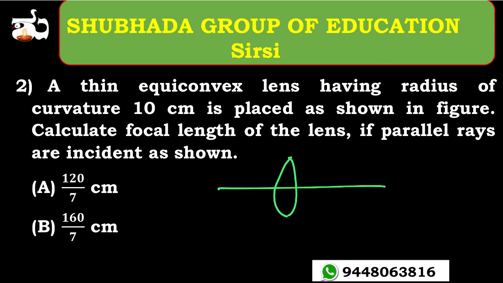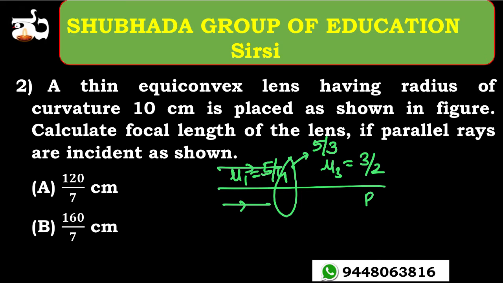Okay, so this is the convex lens, and here are the parallel rays which are incident on the convex lens. Here mu 3 is equal to 3 divided by 2, and the lens has the refractive index of 5 by 3, and this medium mu 1 is equal to 5 by 4. It is given that the radius of curvature is 10 centimeter. Now we need to calculate the value of the focal length of the lens. Okay, let's try to find that.